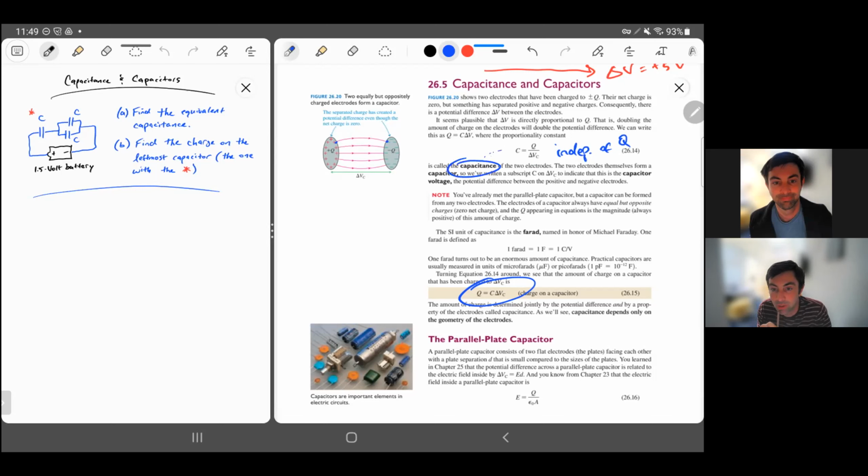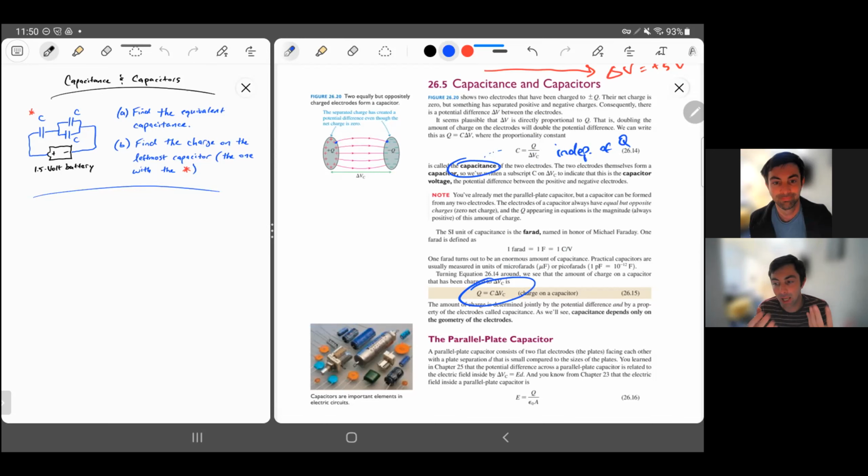It has SI units of coulombs per volt, or we give that a name, and that's farads. So a farad is defined to be 1 coulomb divided by 1 volt. So farad labeled capital F. When we talk about a capacitor, it has some capacitance in farads.